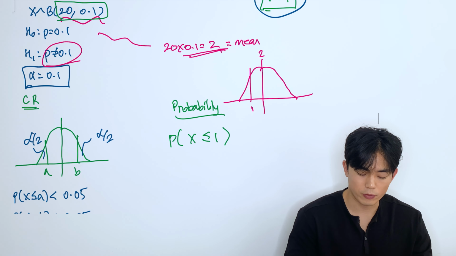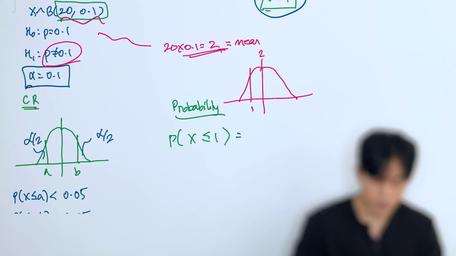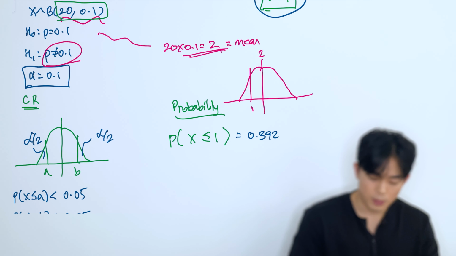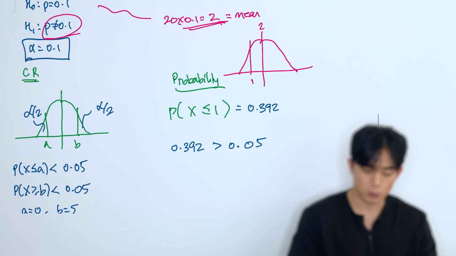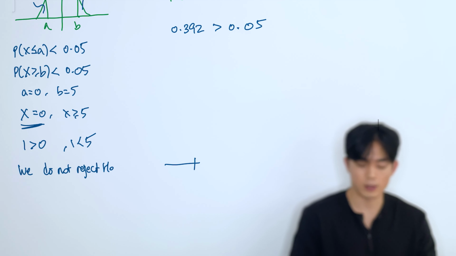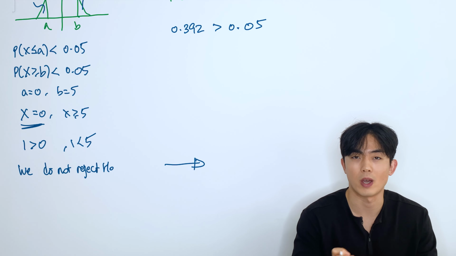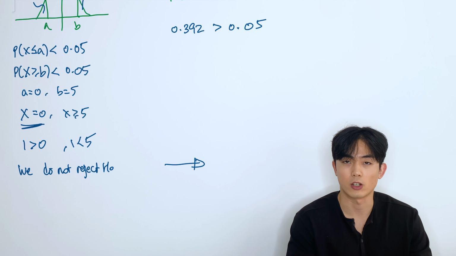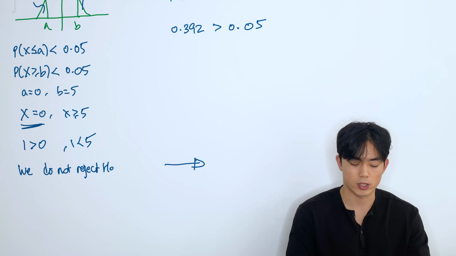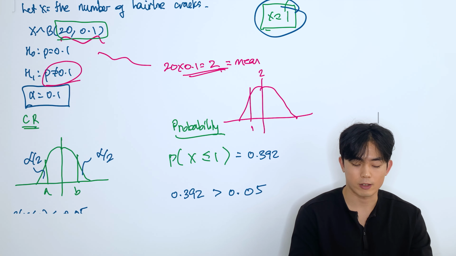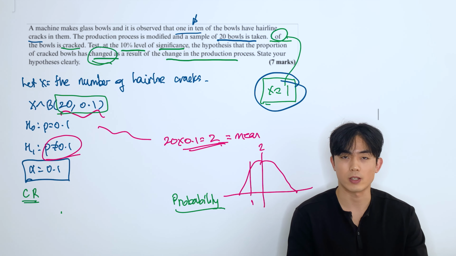Once we do this, then we just find this probability, and this turns out to be 0.392. We know that 0.392 is bigger than the significance level, which is 0.05, remember half of it. And so once again, we do not reject H0 like here. So the conclusion is the same, it's just different ways of finding out the conclusion. And obviously then you can write a conclusion in the context of the question. So we say the probability of the hairline cracks, in this case, has not increased. Let's try another one here.